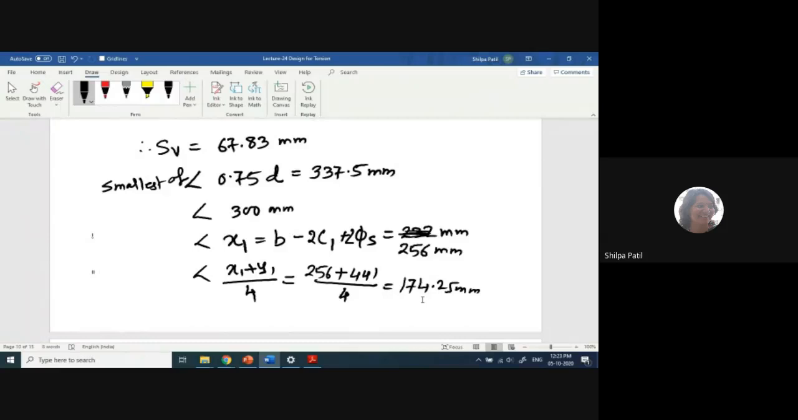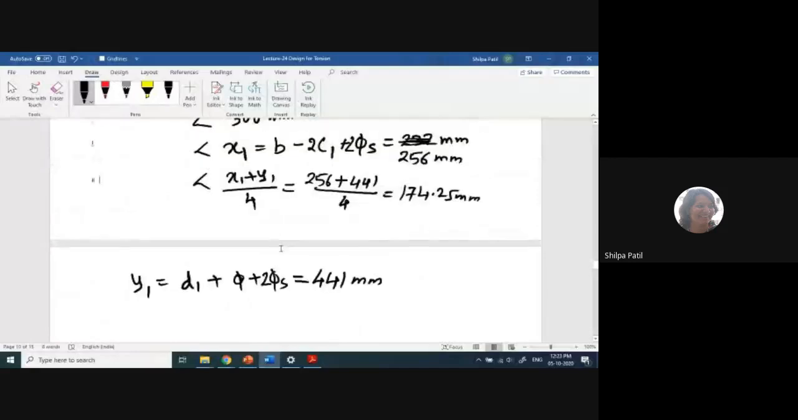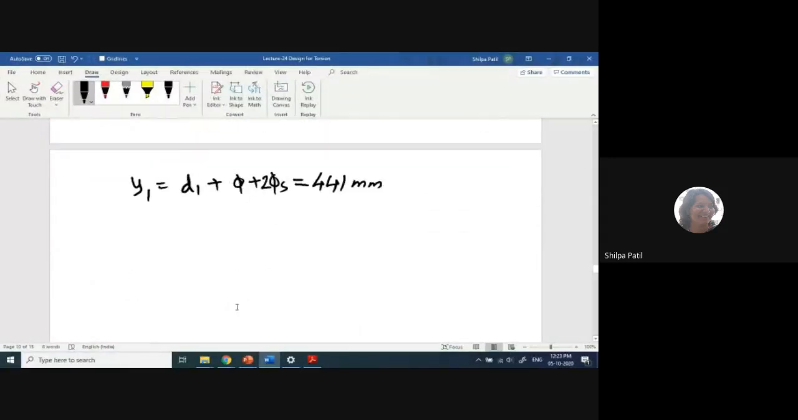Whatever our calculated value is already less than. So we can slightly increase the value even. So instead of considering 67, I will go to the higher rounded value of 70 mm. Okay, because it is still less than the smallest value. So just write down, provide SV is equal to 70 mm.